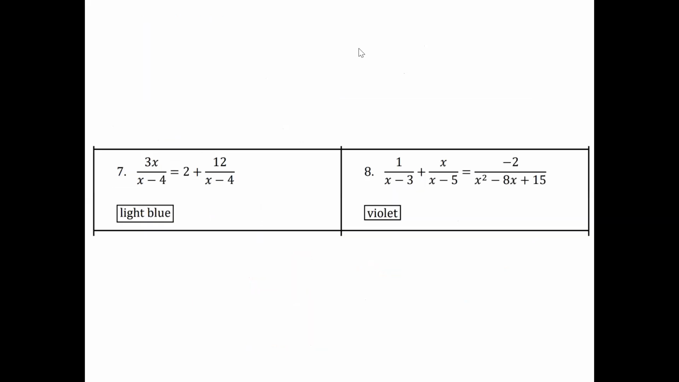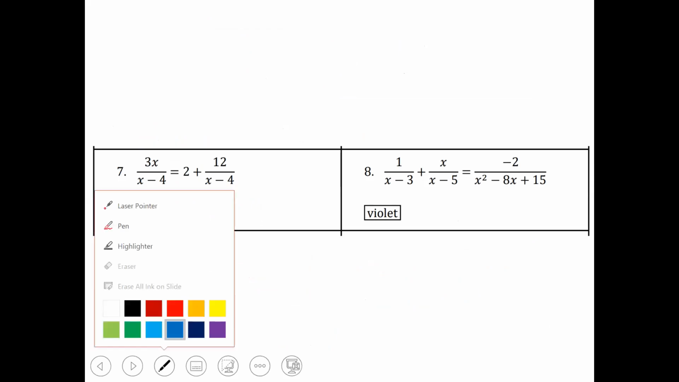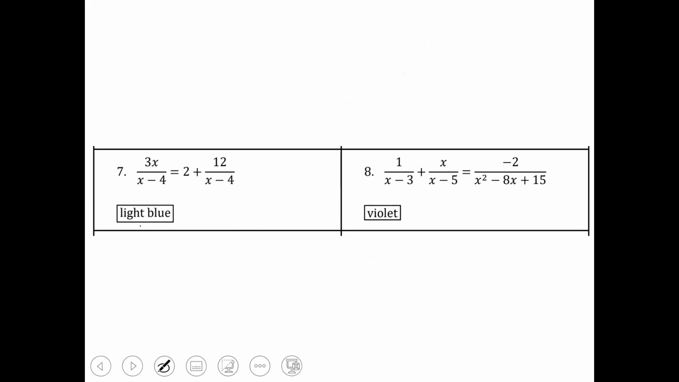All right, you guys, we're going to finish the very last few. I have number 7 and number 8, and we have about 5 minutes to do it, so I think we can finish it just fine. Let's do number 8. That one is obviously violet, so it's a different color.